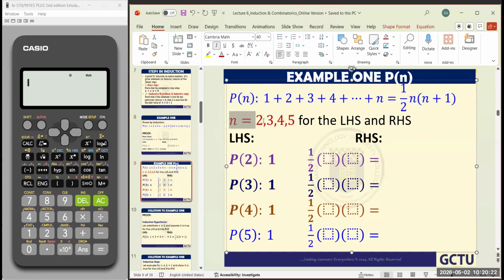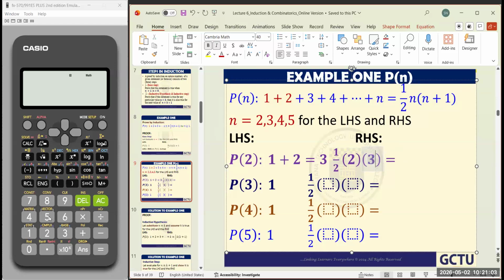So if, for example, you see an MCQ and it says, what is P of 2? So on the left-hand side, P of 2 means that I'm going to add these first two values, okay? So on the left-hand side, I'm going to add 1 plus 2. And 1 plus 2 will give me 3. Now, when I come to the right-hand side, I'm going to substitute the value n is equal to 2. Remember, you're substituting n is equal to 2. So wherever n is, I'm going to put 2 there. So I'm going to have half times 2 times 2 plus 1, which is 3.